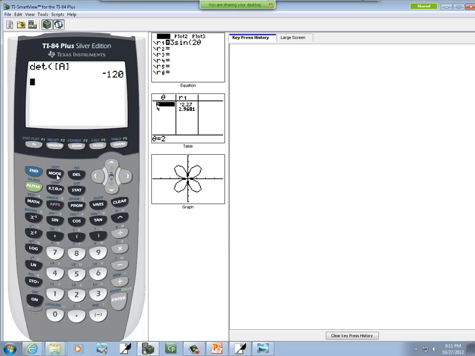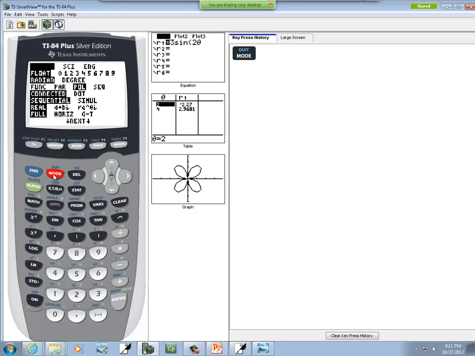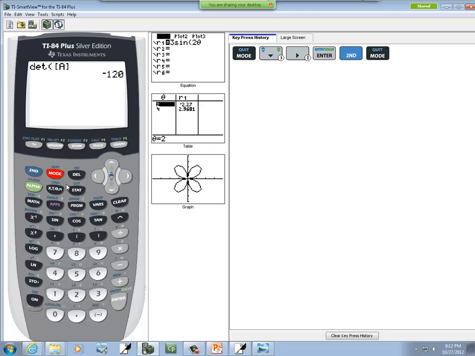First thing we have to do is put ourselves in polar form. Now I already am because I've been creating some of these for this PowerPoint. But if I press mode, you see down where it says function, PAR, POL, SEQ. You want a down arrow to that line. Then you want a right arrow and put your flashing cursor on the POL, that's polar, and then press enter. And then exit out. So do a second mode.